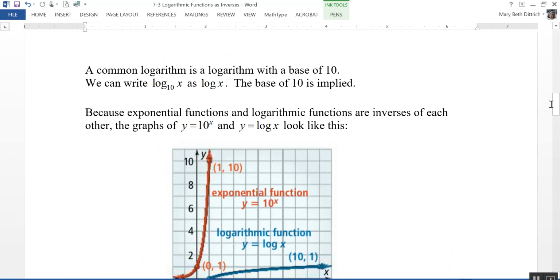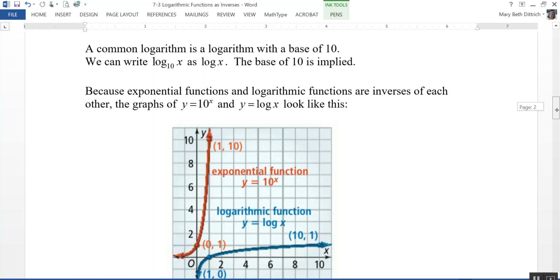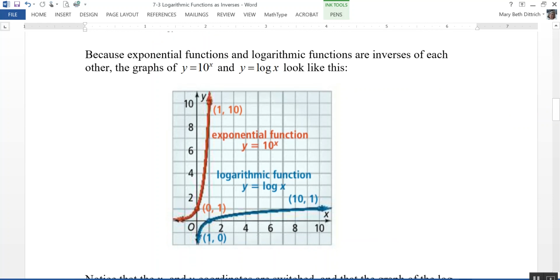A common logarithm is a logarithm that has a base of 10. We can write log base 10 of x as just log of x. The base of 10 is implied. Because exponential functions and logarithmic functions are inverses of each other, the graphs of y equals 10 to the power of x and y equals log of x look like this.